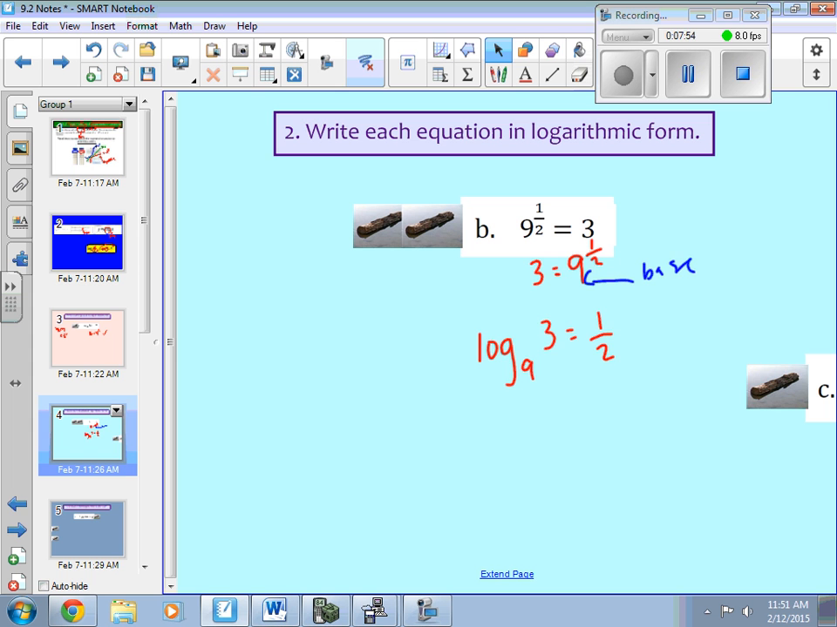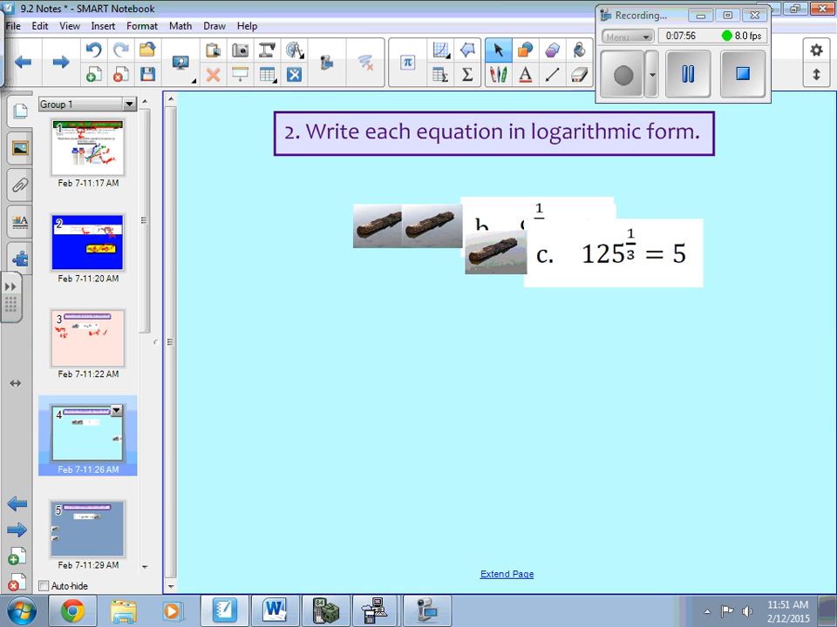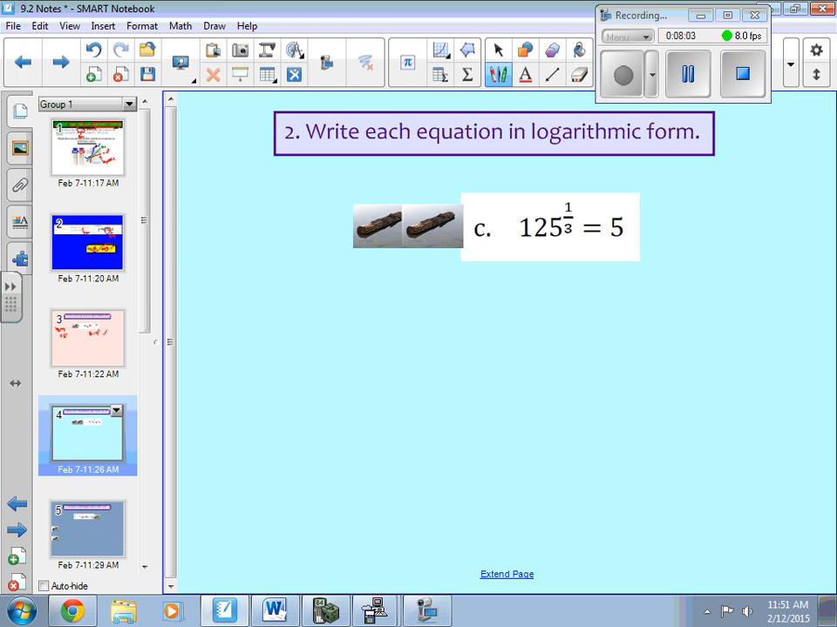All right, I want you guys to try out C. See if you can do C right now. Pause the video and try writing this one out in log form. All right, let's check it. In log form, this one will be written as log base 125 of 5 equals 1/3.